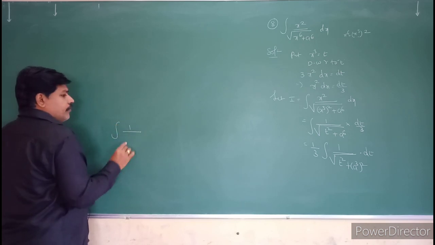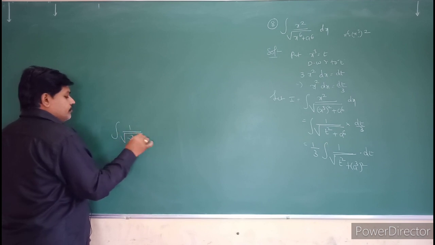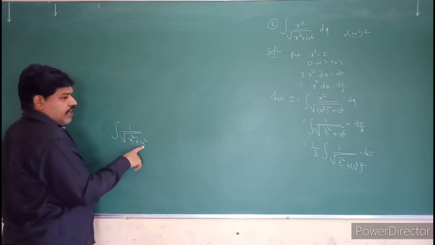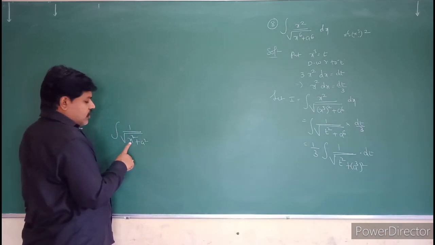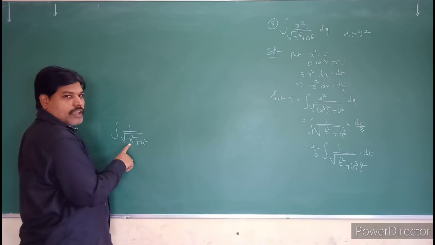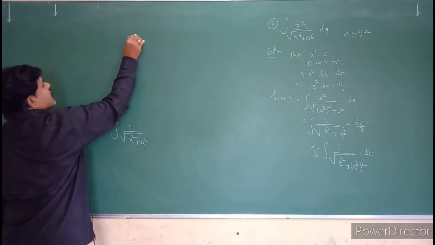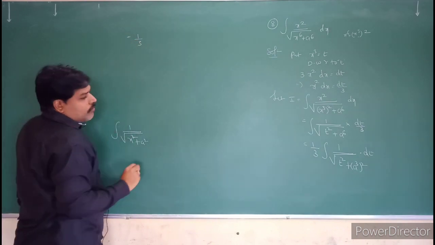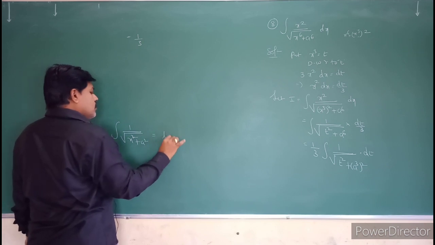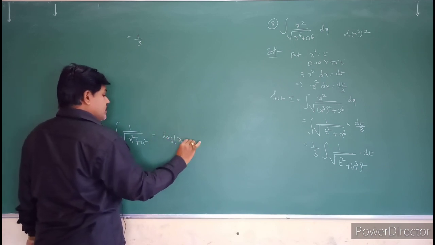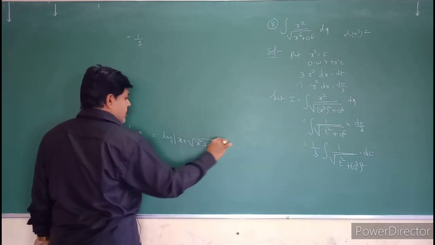Integral 1 by root of x square plus a square formula. In the place of a you have a cube. In the place of t you have x. So replace that one. That is equal to 1 by 3 into, so what is the formula here? Log mod x plus root of x square plus a square plus c.